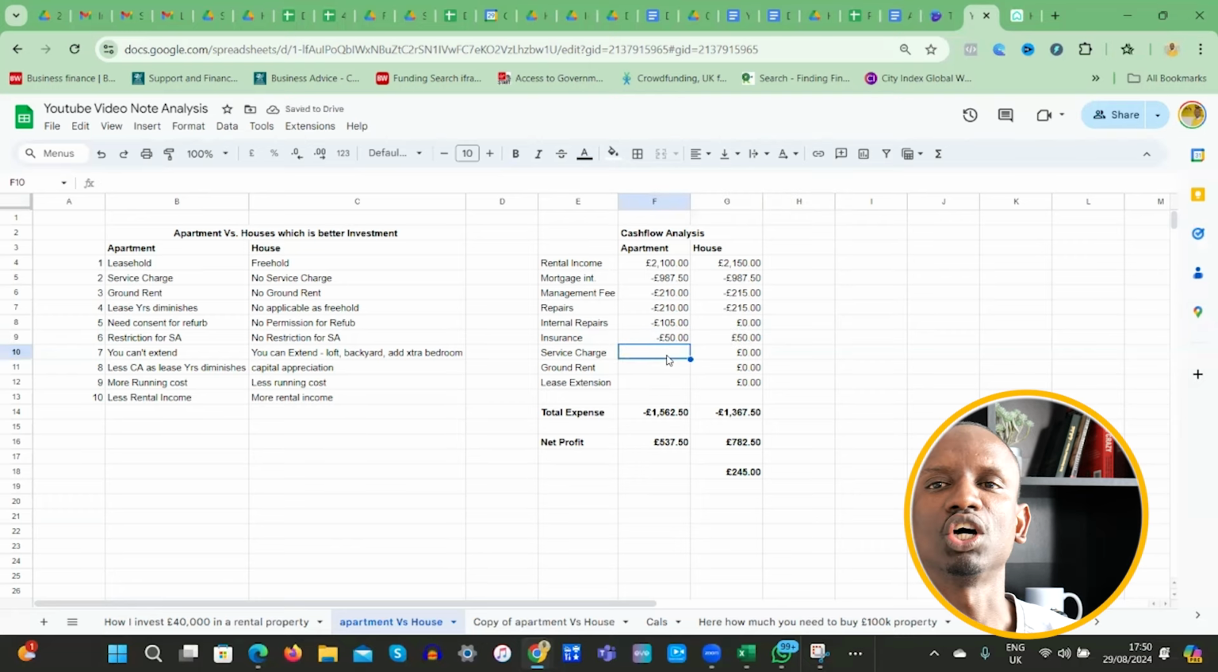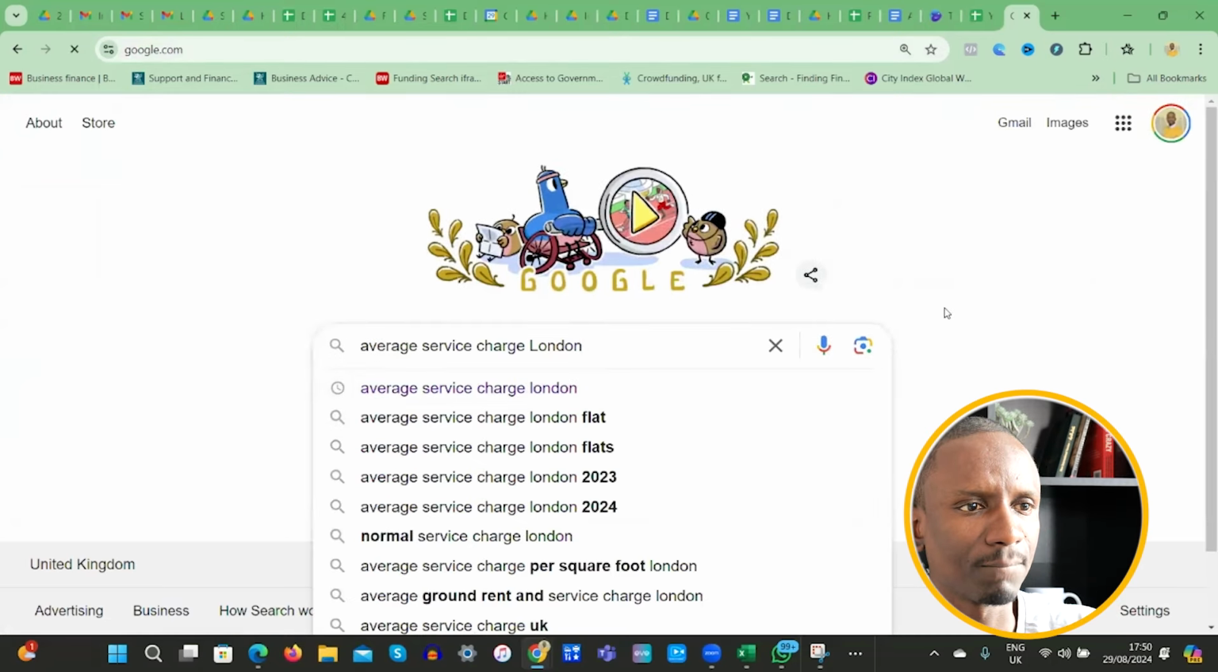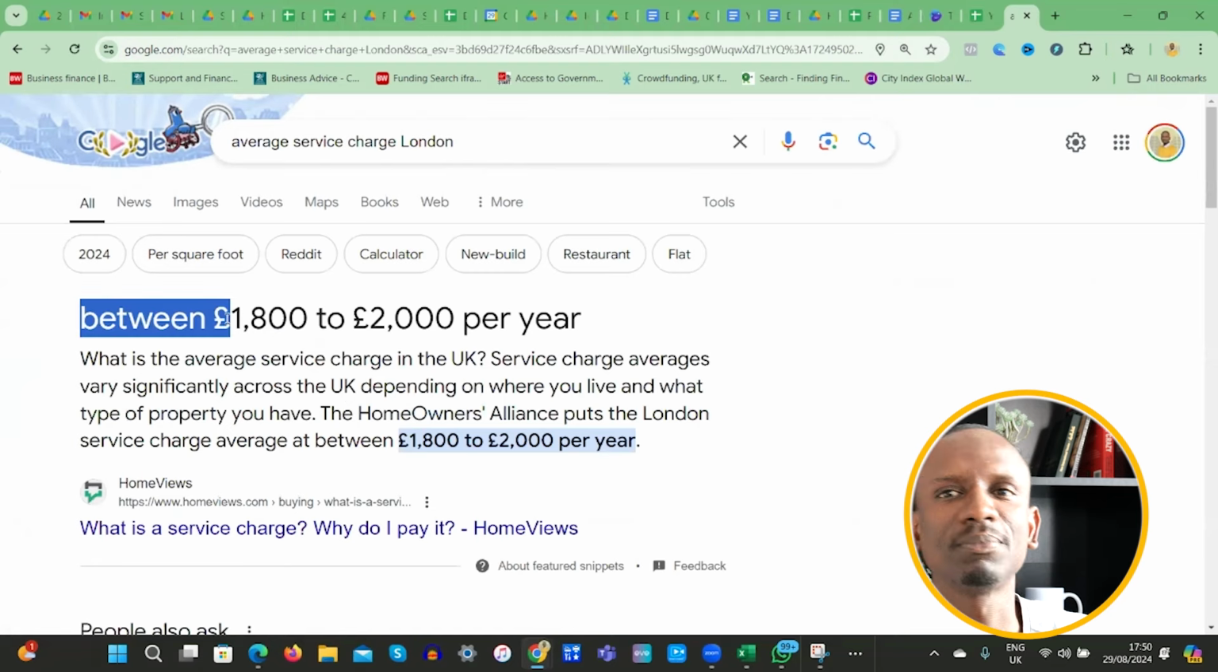Now, service charge. Because you've got an apartment on a leasehold, you need to pay service charge. Again, I don't want to get these figures randomly. I'd also like to do a research to find out how much are the average service charges in London. Okay, so if we type here, average service charge in London. So the average service charge in London is £1,800 to £2,000. So we're not going to go for £2,000. Let's just stick to the £1,800.